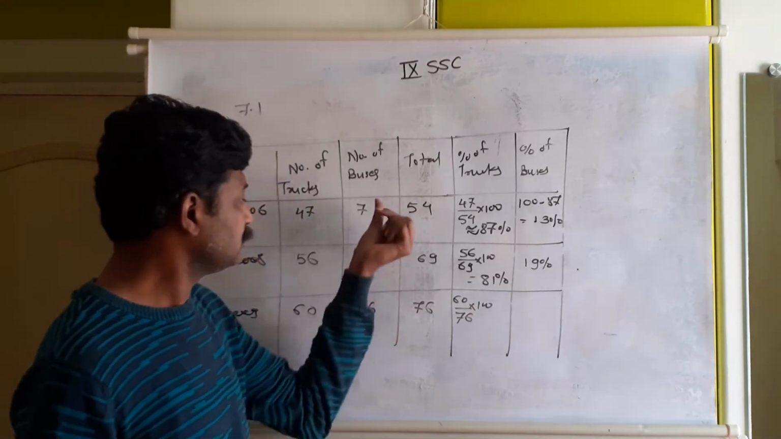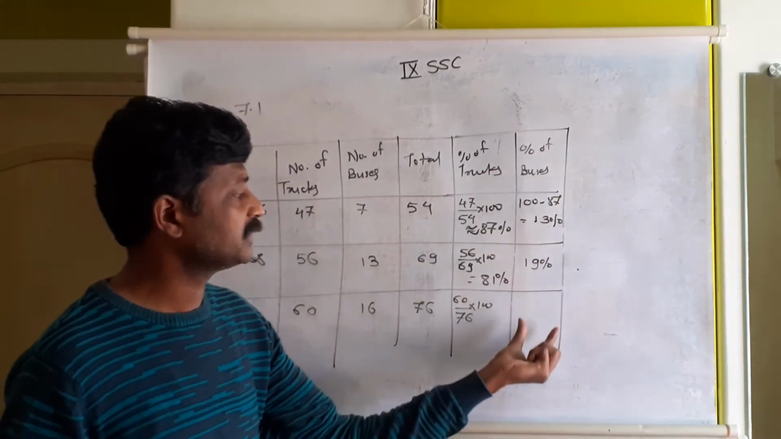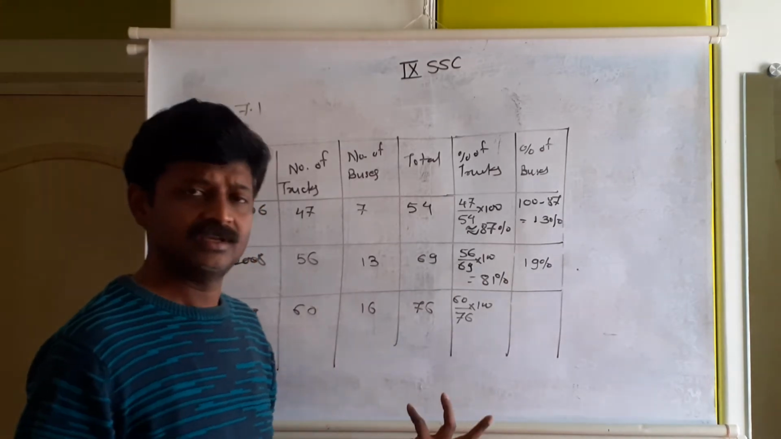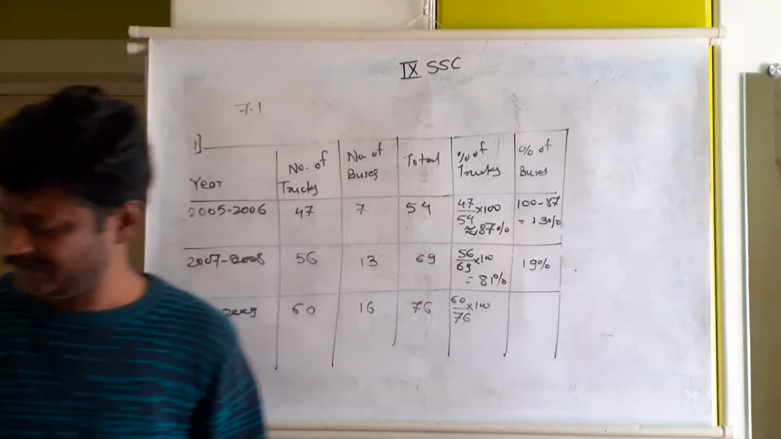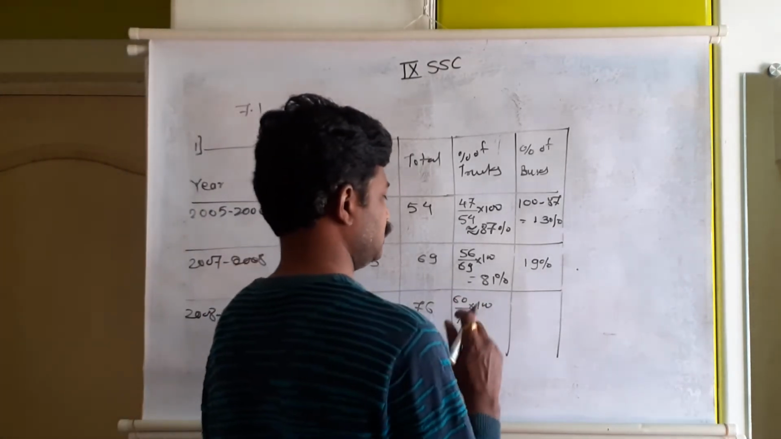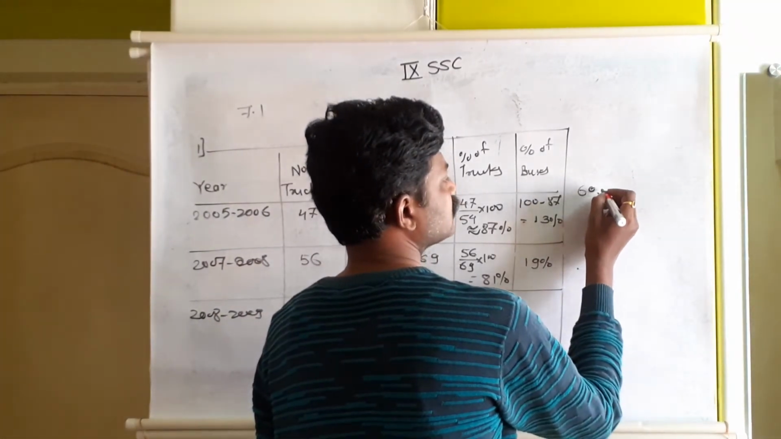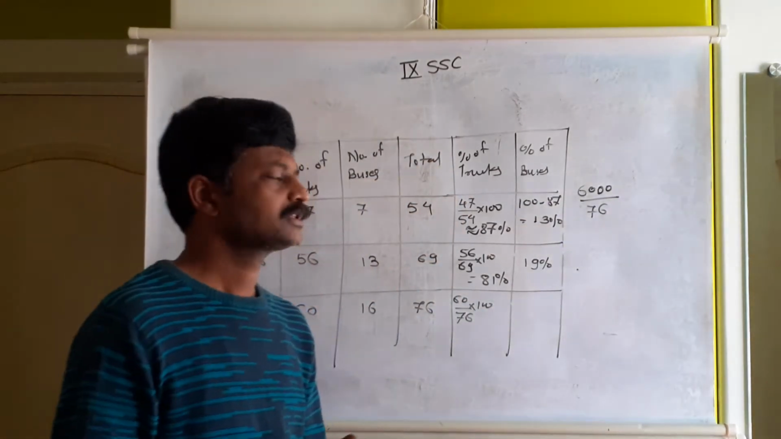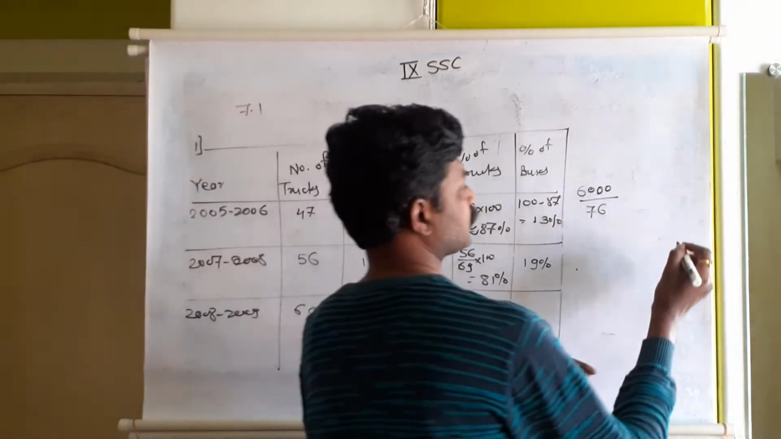Or these numbers are small, so we can calculate the percentage for buses, and then subtract from 100 to get this. Anyhow, the final answer will be the same. So 60 into 100 is 6000, and we have to divide it by 76. So we'll make the table of 76.